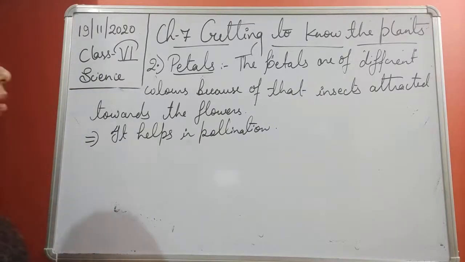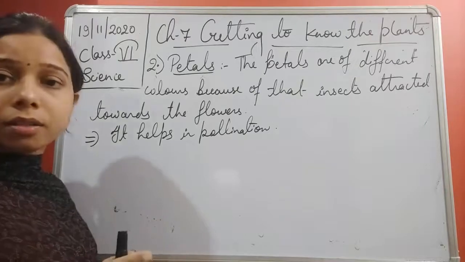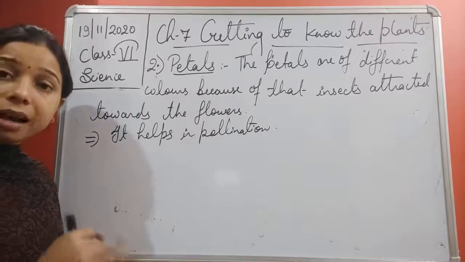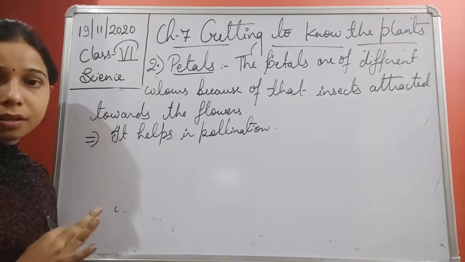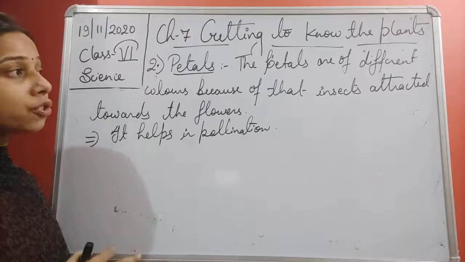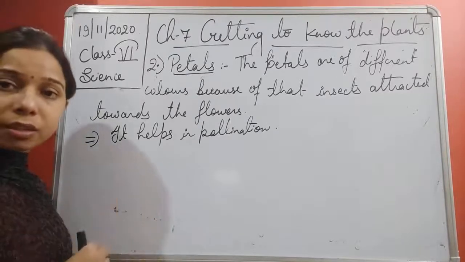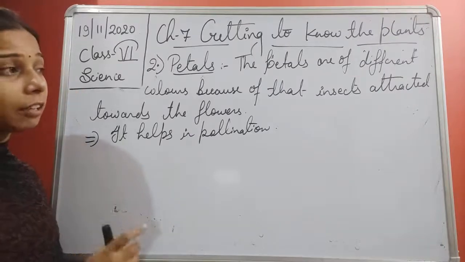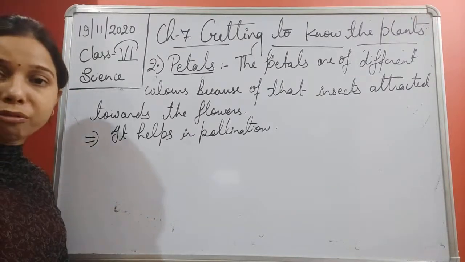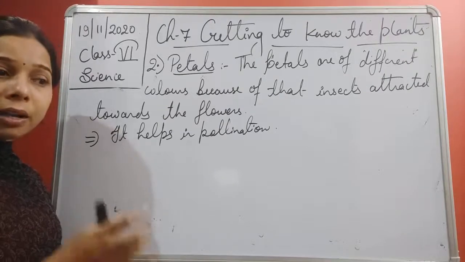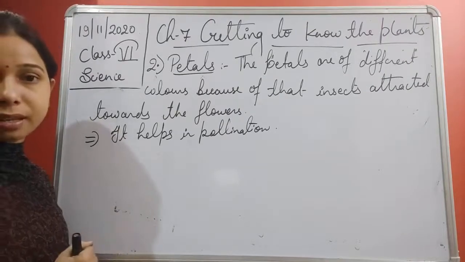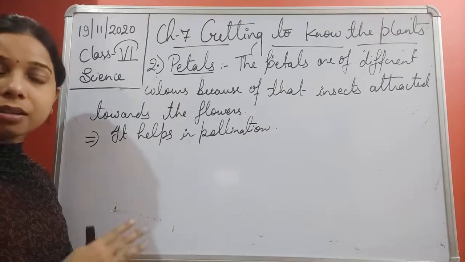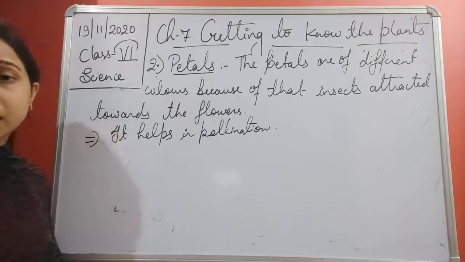Okay, so this is all about the petal, students. Petals, the colored part of the flower. Second, they are of different color as well as shape and size. Third, students, its function: although it is present inside the sepal, since it is of a different color, a very brightly colored part of the flower, it helps in attracting the insect towards itself. As well as it has the fragrance, the scent, which gives it a nice smell.